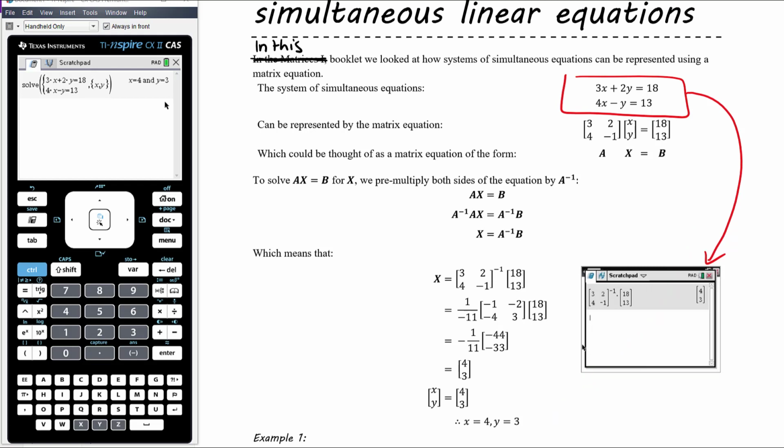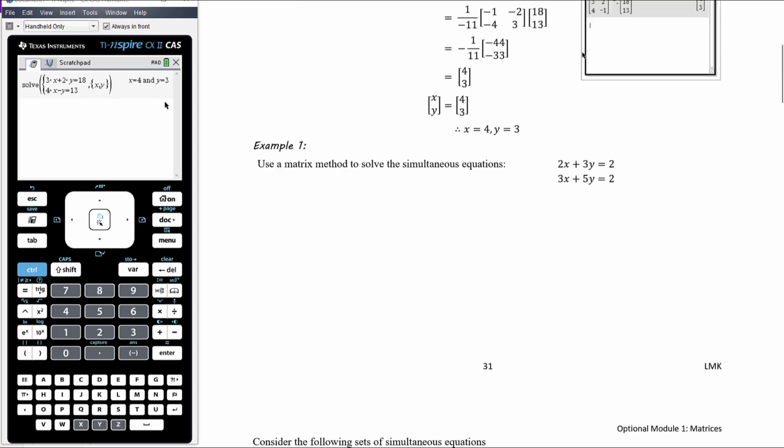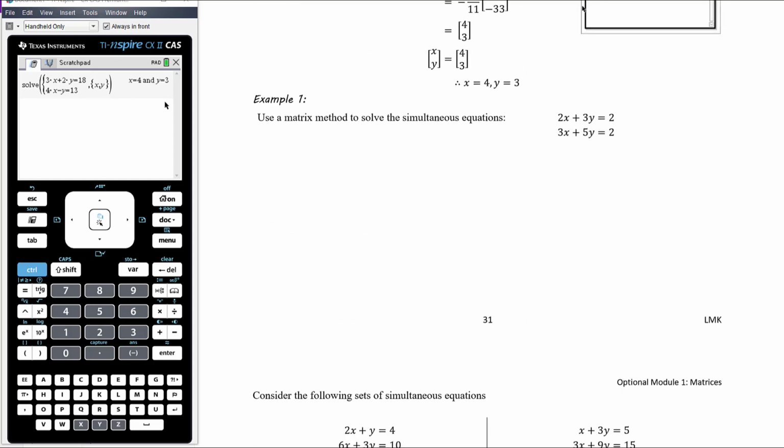Okay, so if you're not being explicitly asked to write out the matrix equation or show how the matrix equation can be solved, you just need to solve the simultaneous equations, then I wouldn't go near matrices. I'd just get my CAS to solve the simultaneous equations, menu 371. Okay, let's have a look at some examples. Let's focus on using the matrix method in this instance.